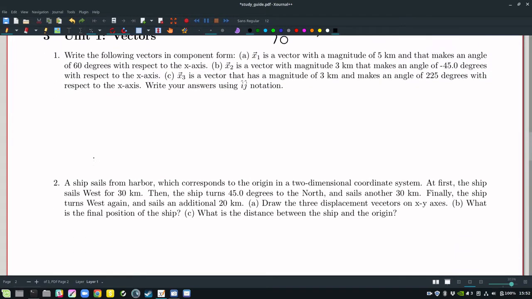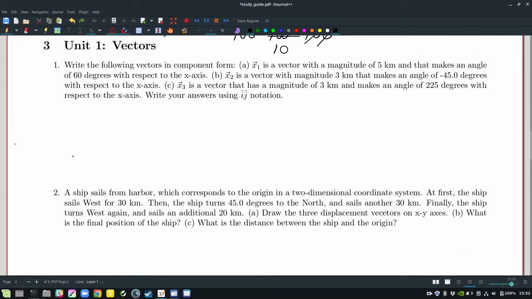So the unit 1 is vectors, and I'm going to use the special triangles because our angles are 60 degrees and 45 degrees, and as you'll see, 225 is a version of a 45-degree triangle. It's just in a different area of the graph. So let's start with part A.